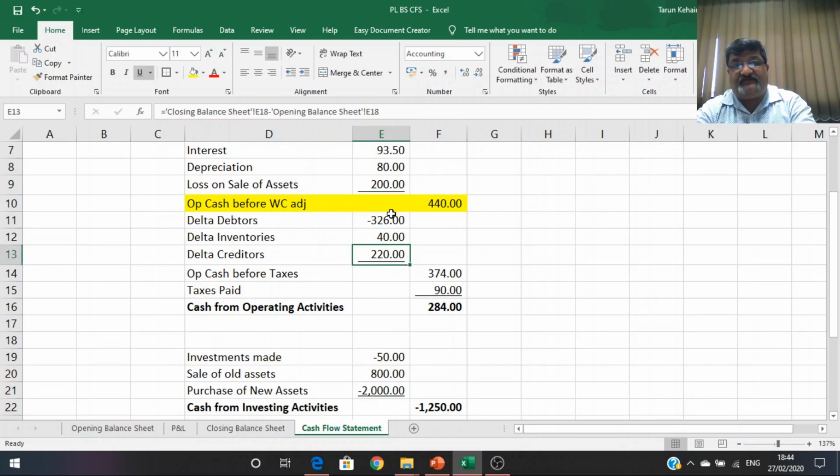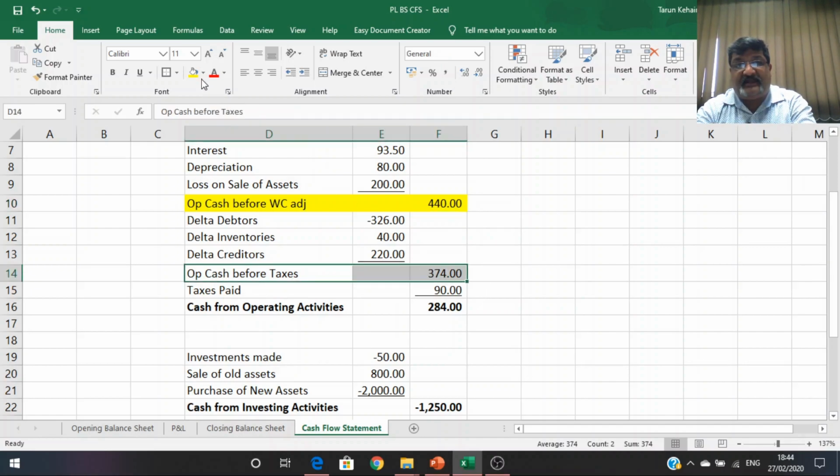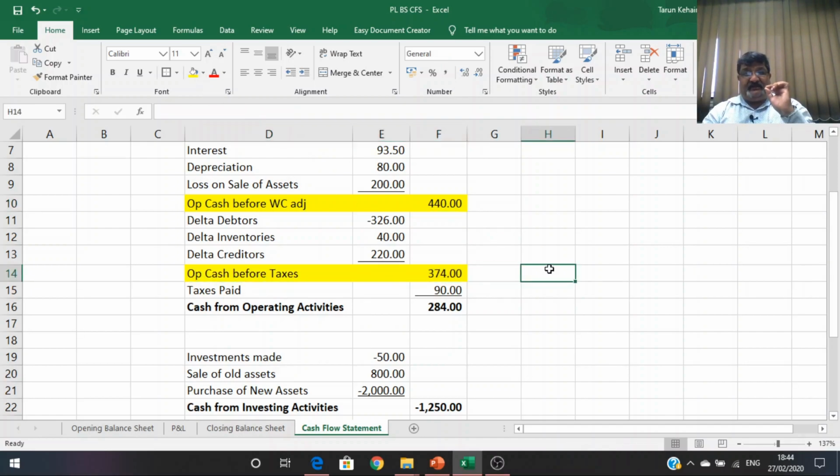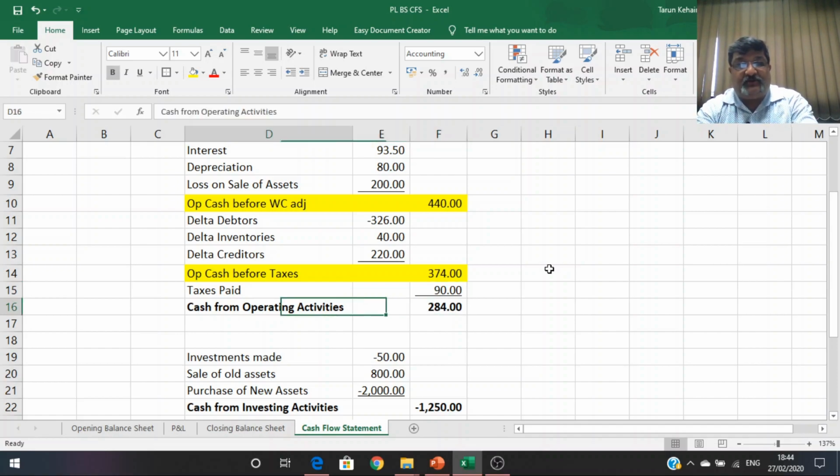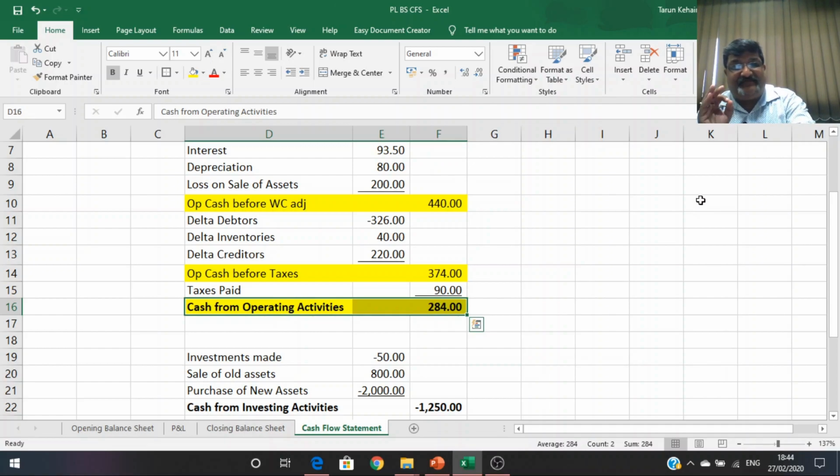Now if you add all of these up, it comes to 66 crores net outflow. If you reduce from 440, you come to the operating cash before taxes of 374 crores. Remember, during the year, we also paid taxes of 90 crores pertaining to the previous financial year, which is classified as an operating activity. When you reduce that, you get your cash from operating activities of 284 crores.